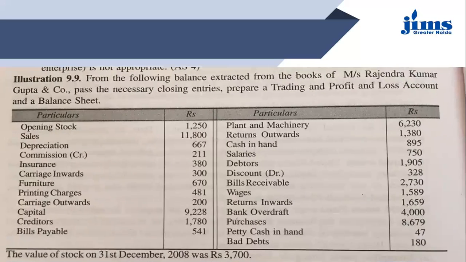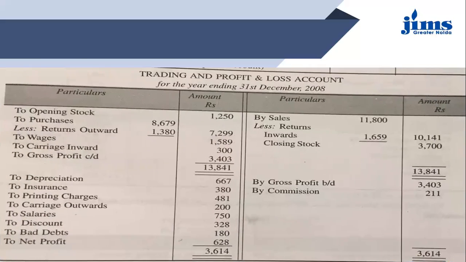And then after commission, it is insurance. Insurance is an indirect expense, so we'll take it under the P&L account. Then carriage inwards. As I told you previously when we were considering the trading account, carriage inwards is always a direct expense, so we will consider it on the debit side of the trading account. So carriage inwards 300, debit side trading account, and insurance 380 on the debit side of the P&L account.